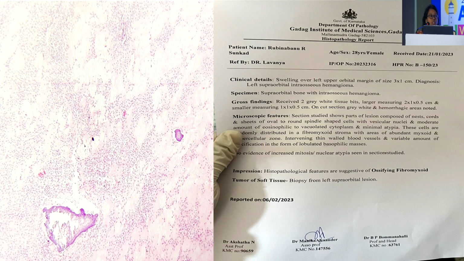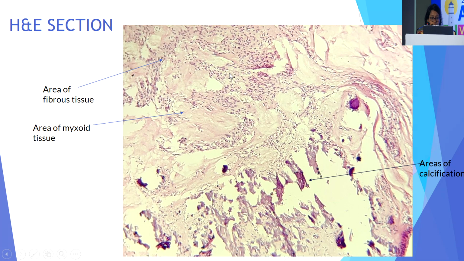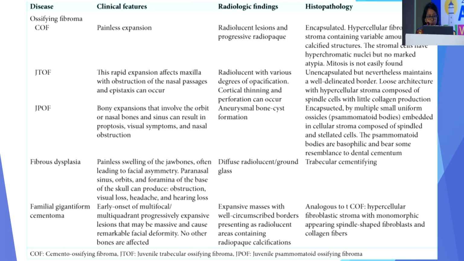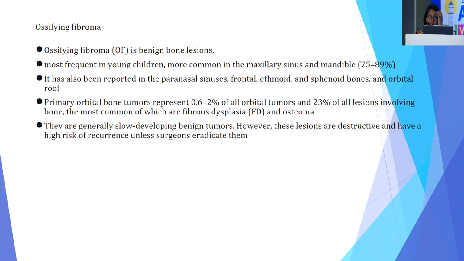In the histopathology report, the diagnosis came as ossifying fibroma, and this was the higher magnification hematoxylin and eosin stain. It showed areas of calcification, fibrous tissue, and myxoid tissue. In follow-up over 9 months to 1 year, the patient is doing fine, with no recurrence. We thought of many diagnoses, and finally came to ossifying fibroma, and the patient didn't undergo any chemo or radiotherapy after that.